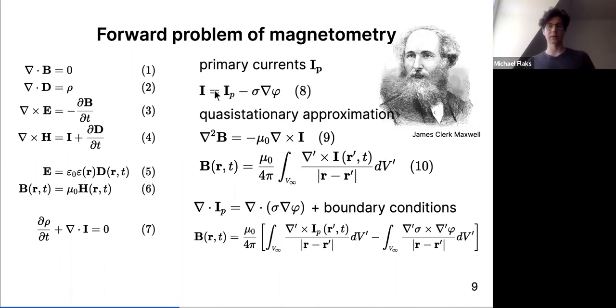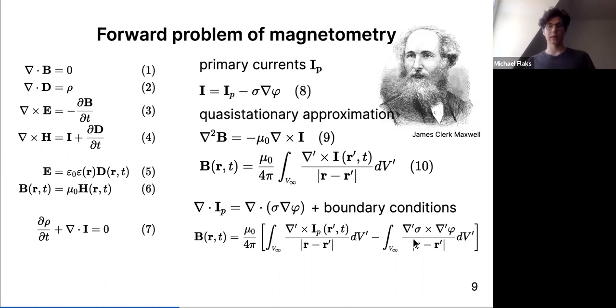By substituting this form 8 into this integral 10, we show that the magnetic field is presented as a sum of two integrals. One gives the curl of those primary currents generated by non-ohmic sources, and another term which follows from the ohmic nature of the media.